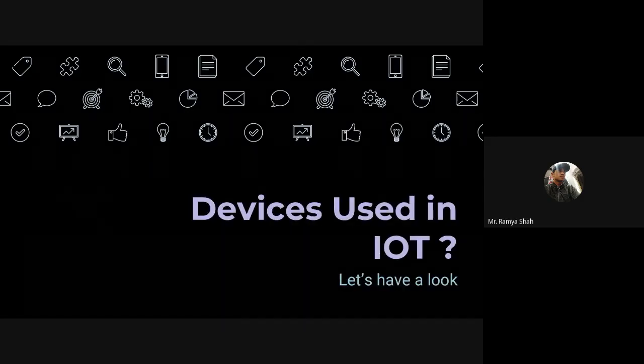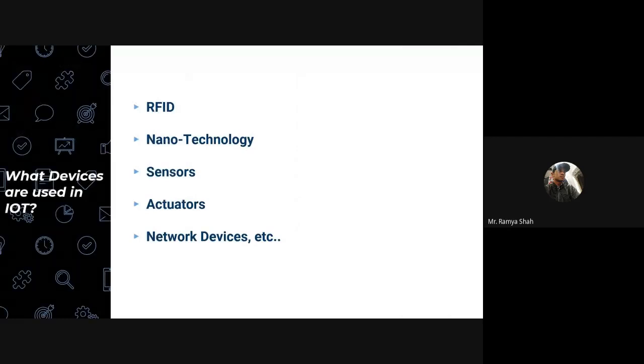I'm not going into much depth, but yeah, this is the list of devices. There can be a lot more, but when we're talking about IoT, we always have RFIDs, nanotechnologies, sensors, actuators, and a few network devices which can be a part of it.